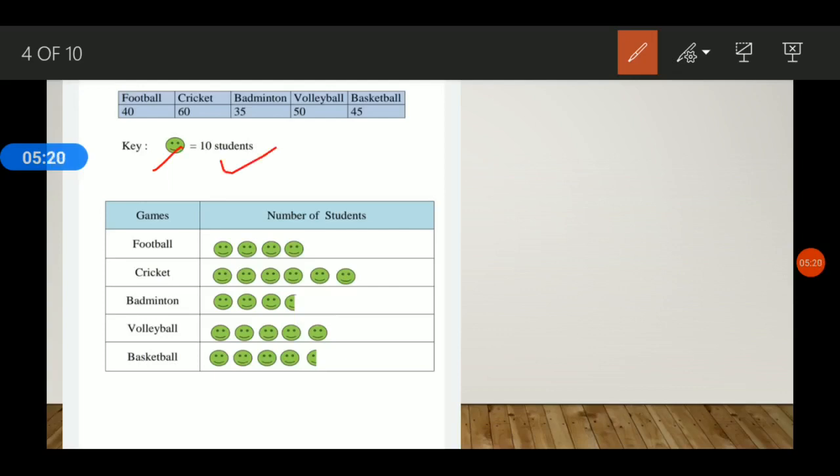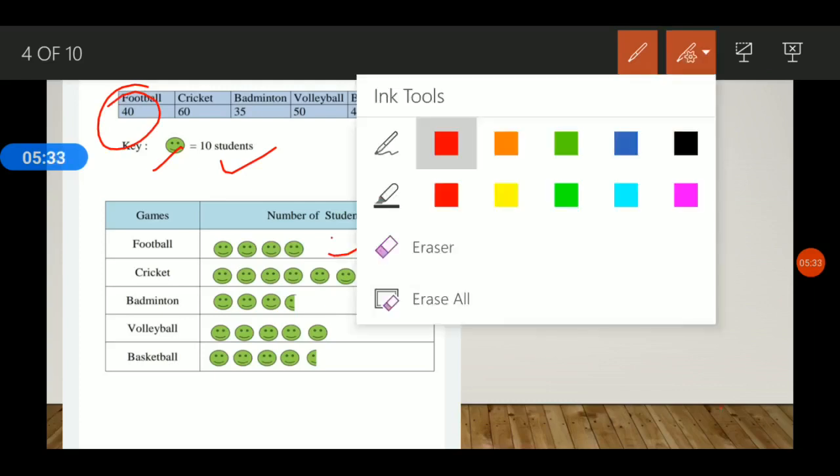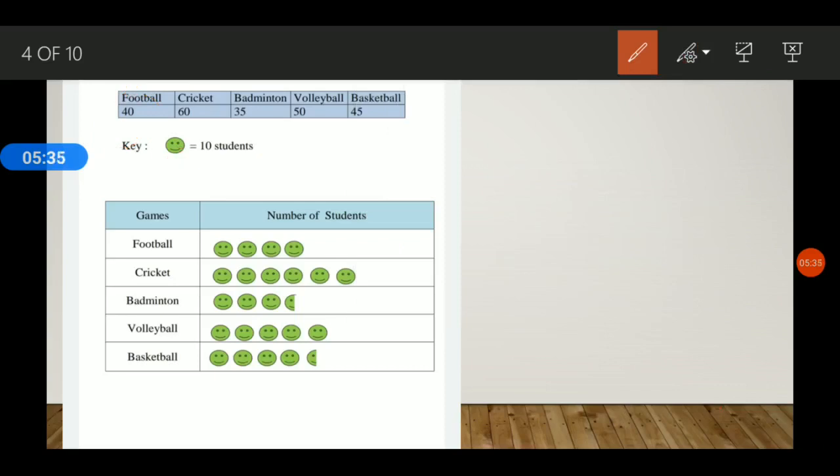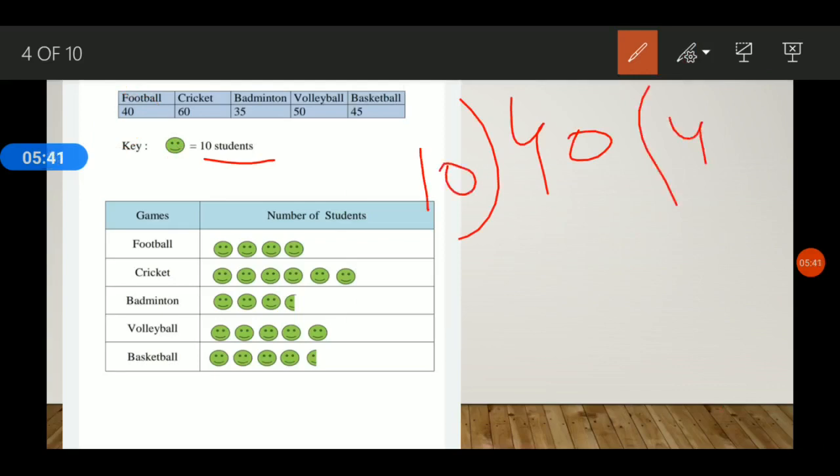Now for football, how many pictures will you draw? Football, 40 students are there. So one picture shows 10 students. So 40 students show how many pictures? 4. If you do not understand, then you can divide this 40 by the key, and the key is 10. So 10 fours are 40. So 4 pictures you will draw for football.